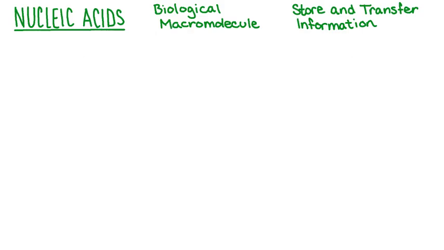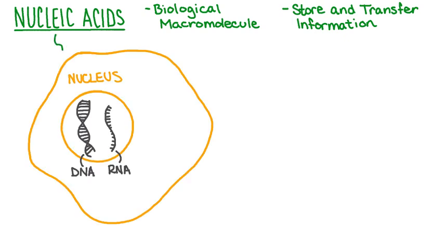Nucleic acids are one of 4 types of biological macromolecules. Nucleic acids are specifically adapted to store and transfer information. Nucleic acids got their name because they were initially found in the nucleus of the cell. There are 2 types of nucleic acids, DNA and RNA.